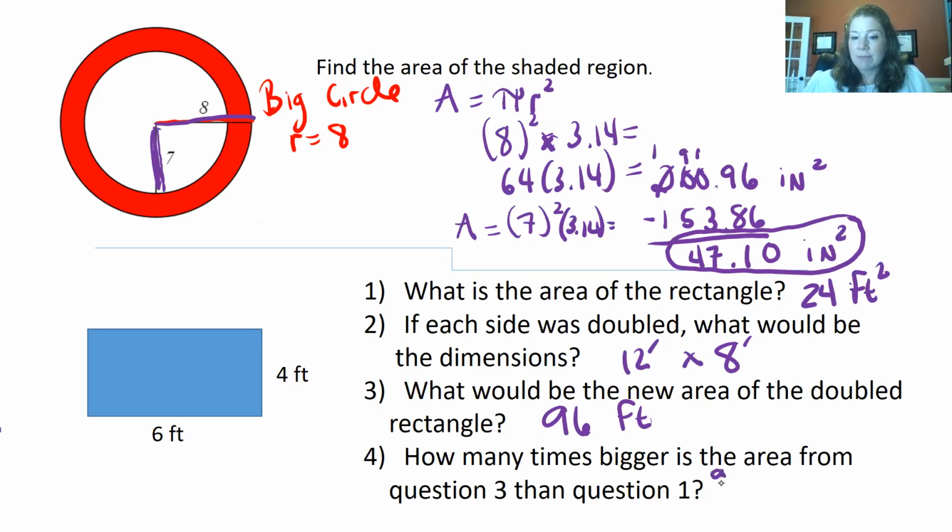So how many times bigger is 96 than 24? Well, 96 divided by 24 is 4. So it didn't double, it quadrupled. It's 4 times bigger.